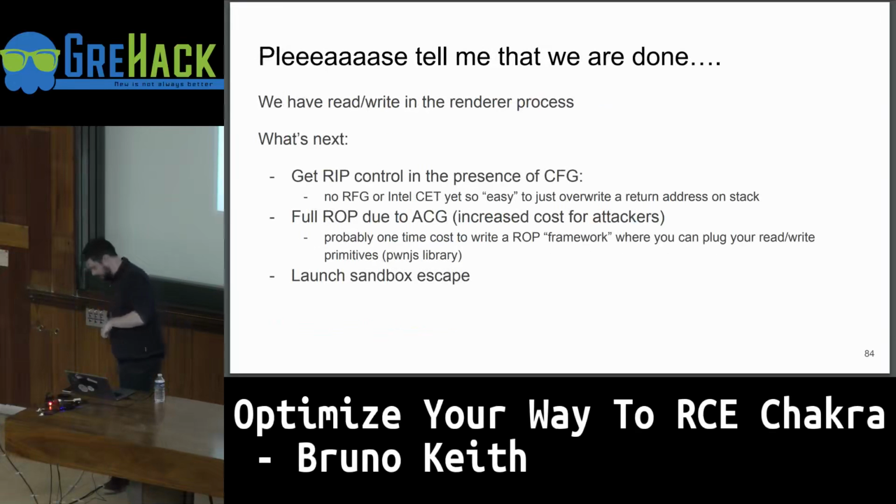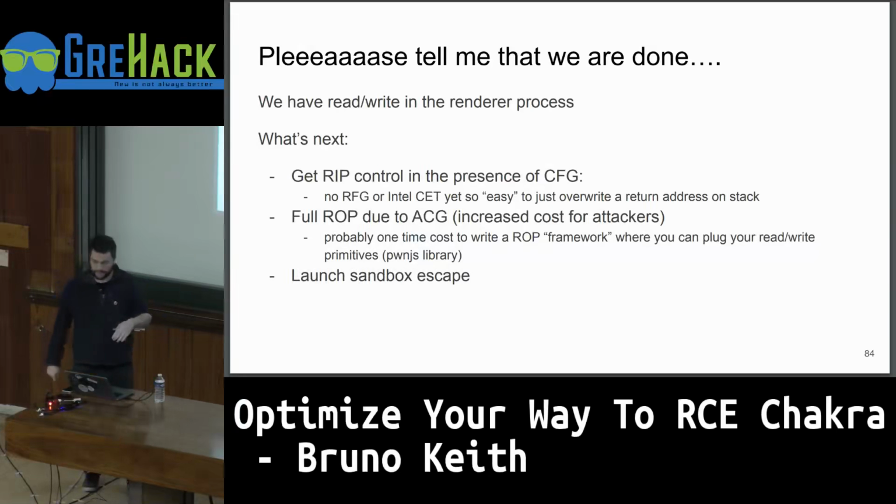So now we're going to skip that part. We assume that we have read-write in the renderer process, and still we're very far from being done. What's next? We need to get control of the instruction pointer in the presence of Control Flow Guard. There's no Return Flow Guard anymore, and there's no Intel CET, the shadow stack hardware mechanism, yet at the moment, so it's relatively easy to just overwrite a return address on the stack. Then in Edge we have to do full ROP. You can't just do a small ROP chain to map shellcode, because there's something called ACG, Arbitrary Code Guard, that will straight up prevent you from doing that at the OS level.